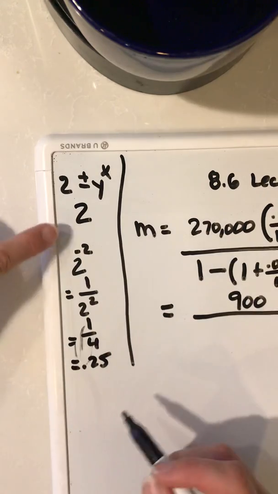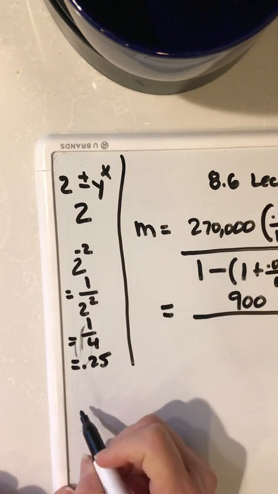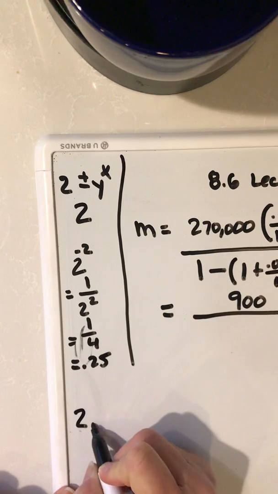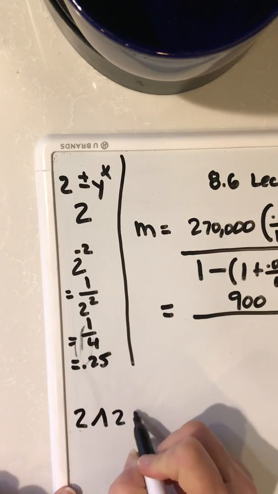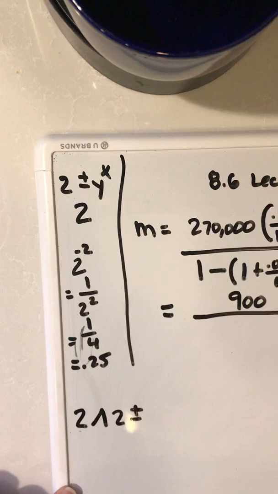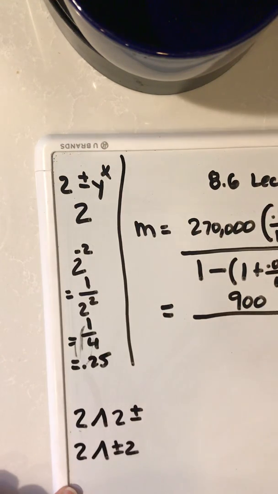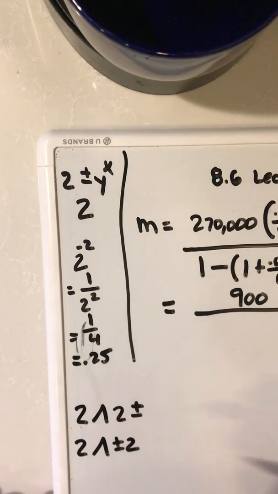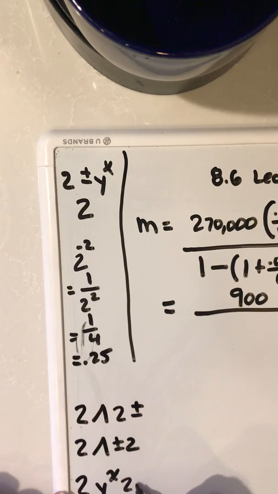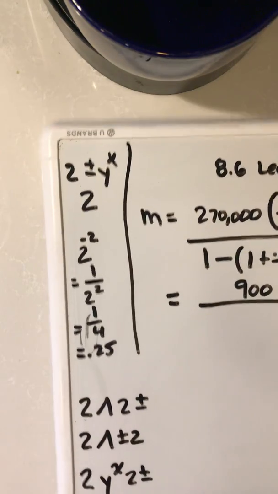Same thing if you have a 2 caret 2 plus minus, that'll work. In other calculators, it's 2 caret plus minus 2. Well, you want that negative to show up. That's what the plus minus does. It takes a positive number and makes it negative. So in this one, it's 2 y to the x, 2 plus minus sign, which will change it to negative.